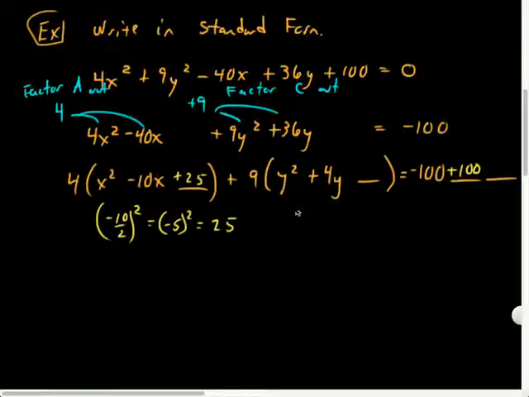So let's see. Let's complete the square for the y. So 4 over 2 all squared equals 2 squared, which equals 4. So I'm going to add 4 in the world of parentheses, which in the world of the problem was really adding 36. So to balance out the universe, I have to add 36 over there. All right, good stuff.